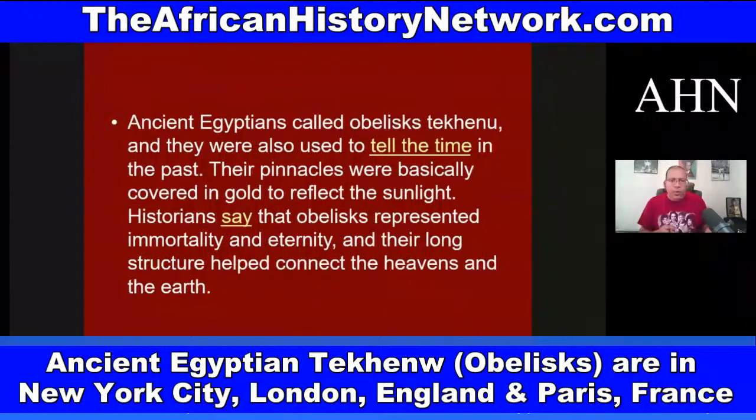Now, the ancient Egyptians, or the ancient Kemetic people, called obelisks tekenu. You'll see different spellings for the word tekenu, also tekenu for plural. And they were also used to tell the time in the past. Their pinnacles were basically covered in gold to reflect the sunlight. Historians say that obelisks represented immortality and eternity, and their long structure helped to connect the heavens and the earth.